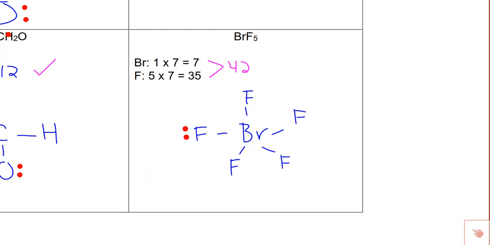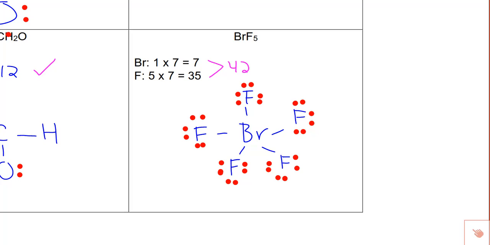We're going to go ahead and complete the octets for all of the outer atoms. A little time consuming, but we fill them in. There we go. Now we're going to count what we have. I have 5 lines for a total of 10 valence electrons, and I have 6 dots around each of the 5 fluorines, which comes out to 30 dots. Altogether, I have 40 valence electrons in this structure, and I'm supposed to have 42.